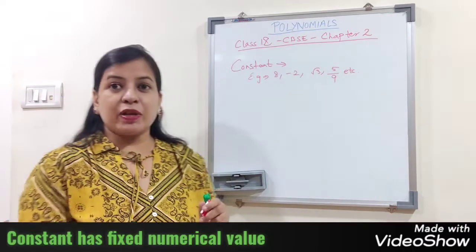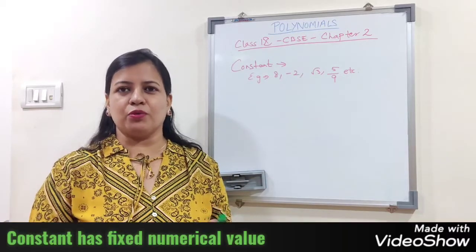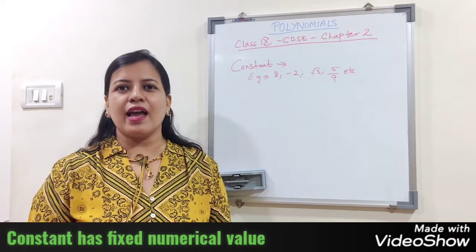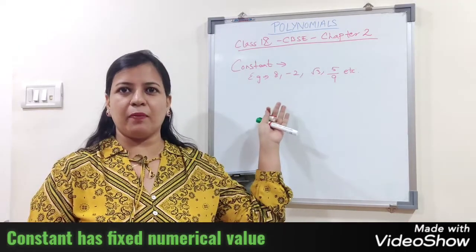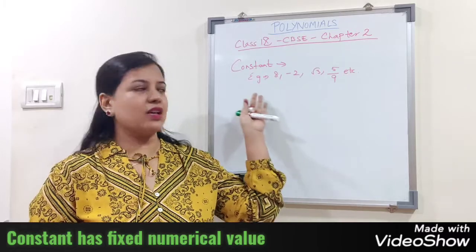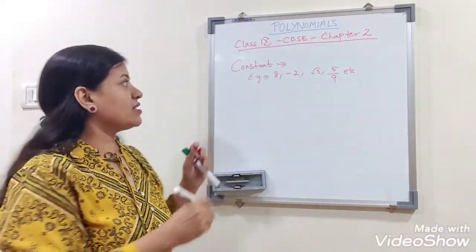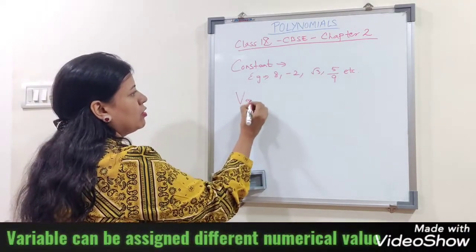Now you have read since childhood that 2 is 2, minus 2 is minus 2, 8 is 8. So they have a fixed numerical value. They will not take up any other value. So these are constants. Now the next term is variable.